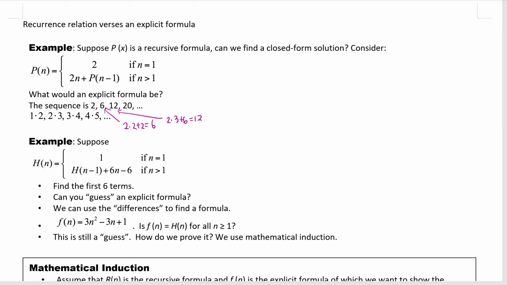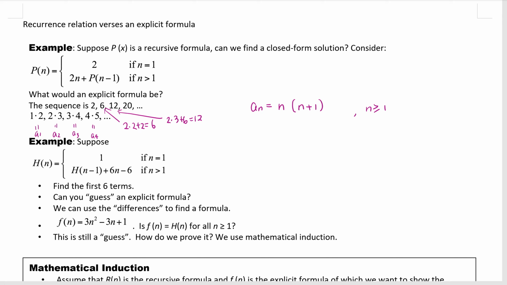We can realize A1 is 2. 2 is like 1 times 2. A2 is 6. 6 is like 2 times 3. And A3 is 12. 12 is like 3 times 4. And A4 is 20. 20 is like 4 times 5. Now, can you find the pattern? Do you see that A4 is 4 times 5, then An is n times n plus 1. Okay, we guess from the pattern the explicit formula should look like this.